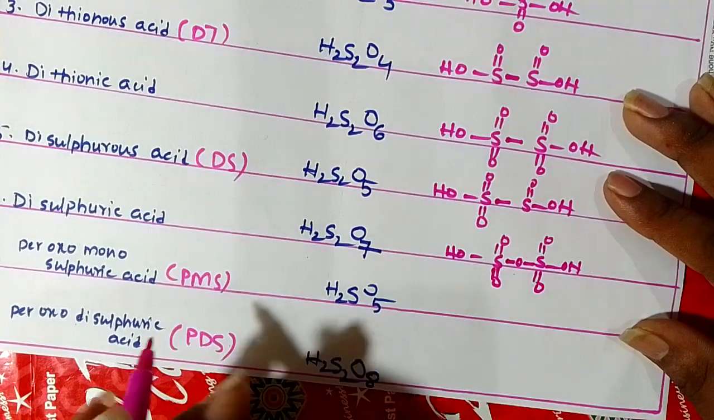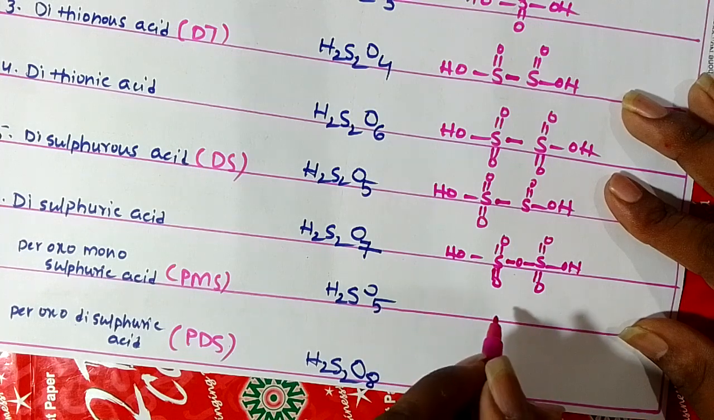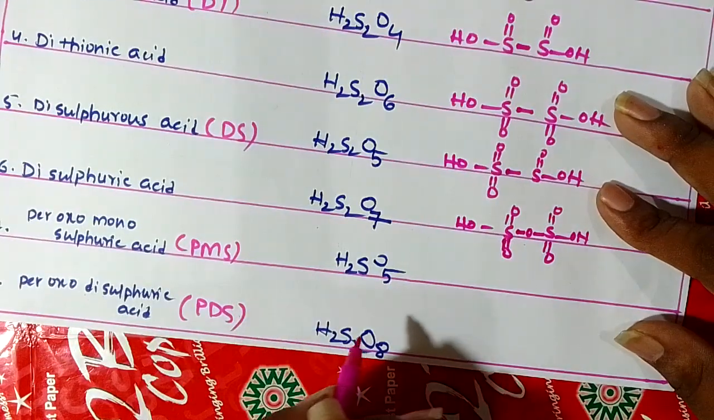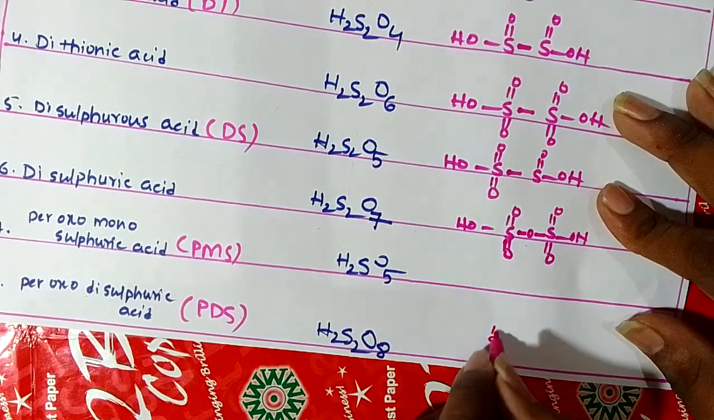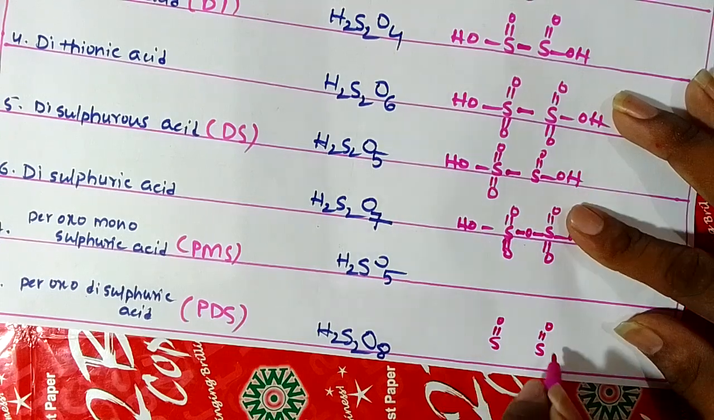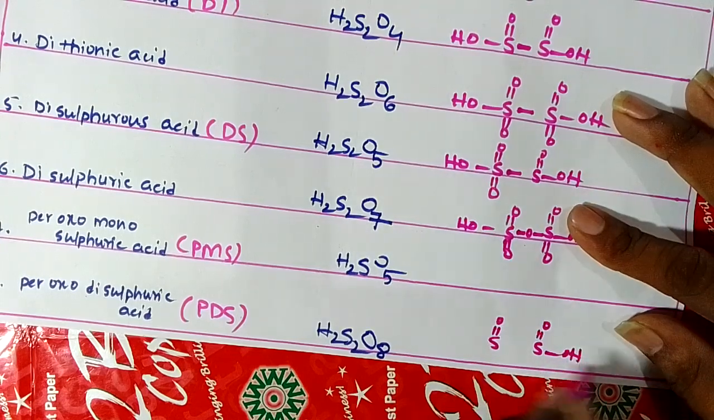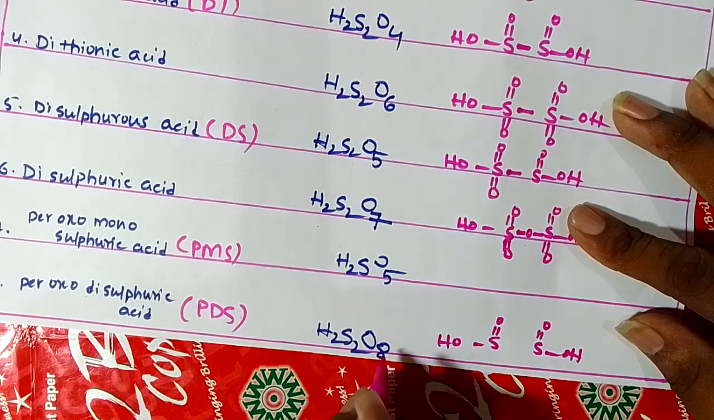Now coming to peroxomonosulfuric acid. We will write the structure later. Now coming to peroxodisulfuric acid, it has the formula H2S2O8. First write two SO groups, and two OH groups, and the remaining four oxygen atoms.